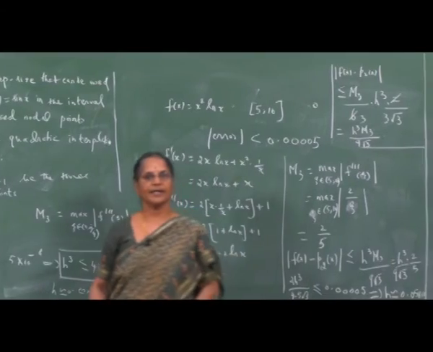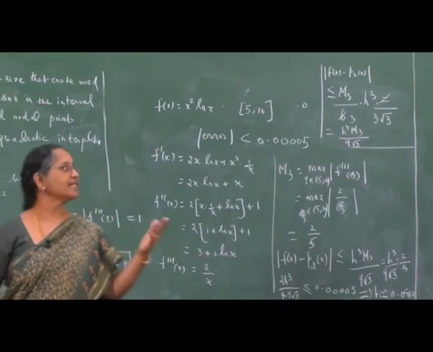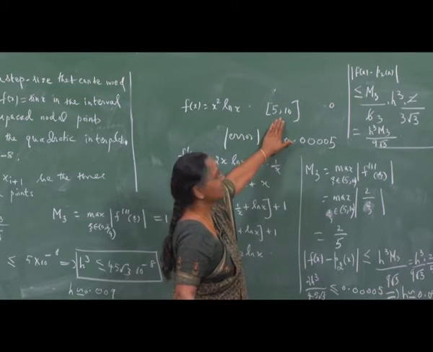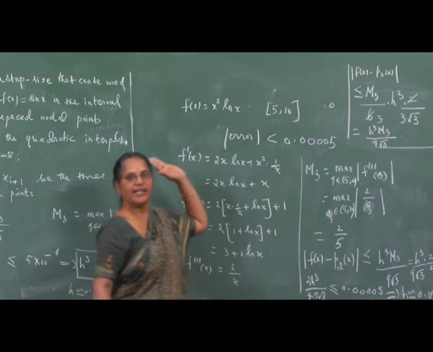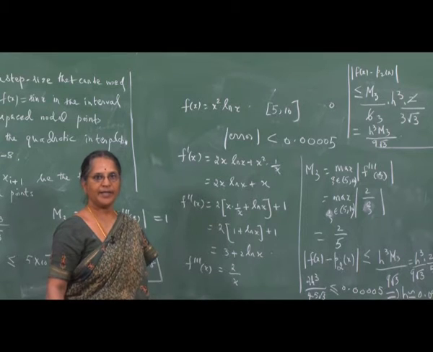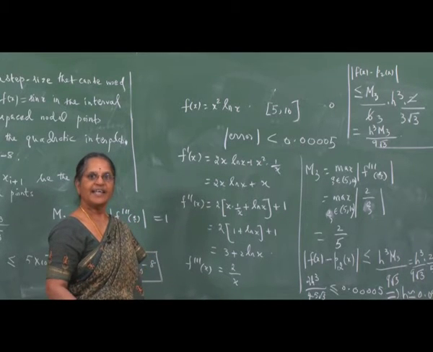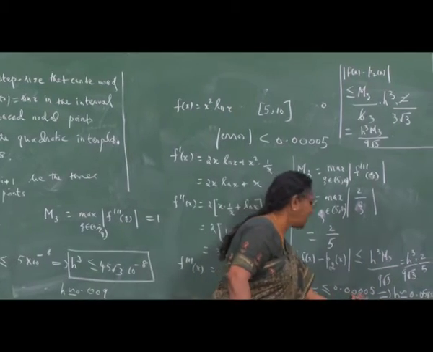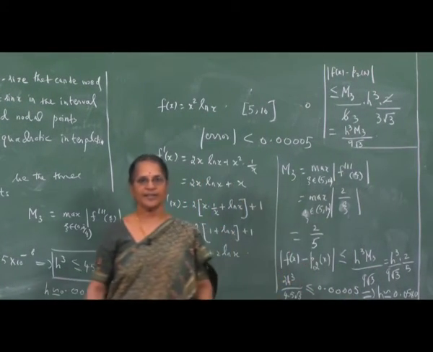then if you approximate this function x square log x in this interval by a quadratic interpolating polynomial, the error cannot be greater than this value. That is what the result says.